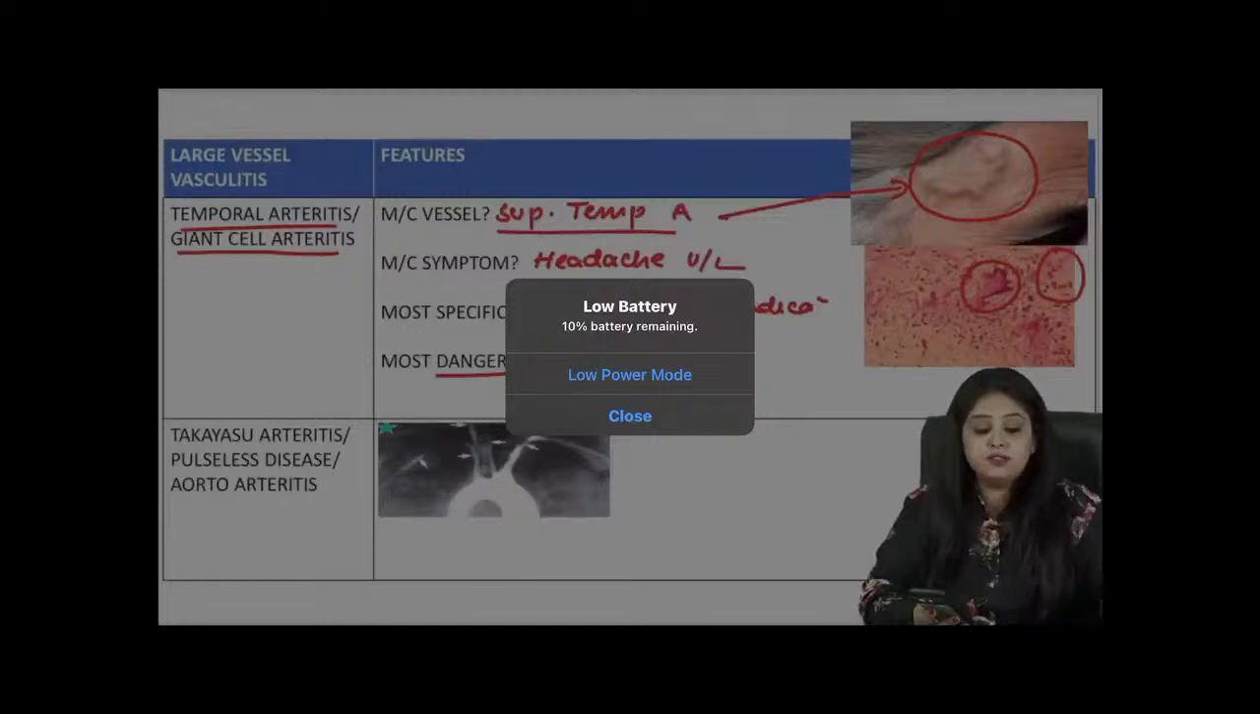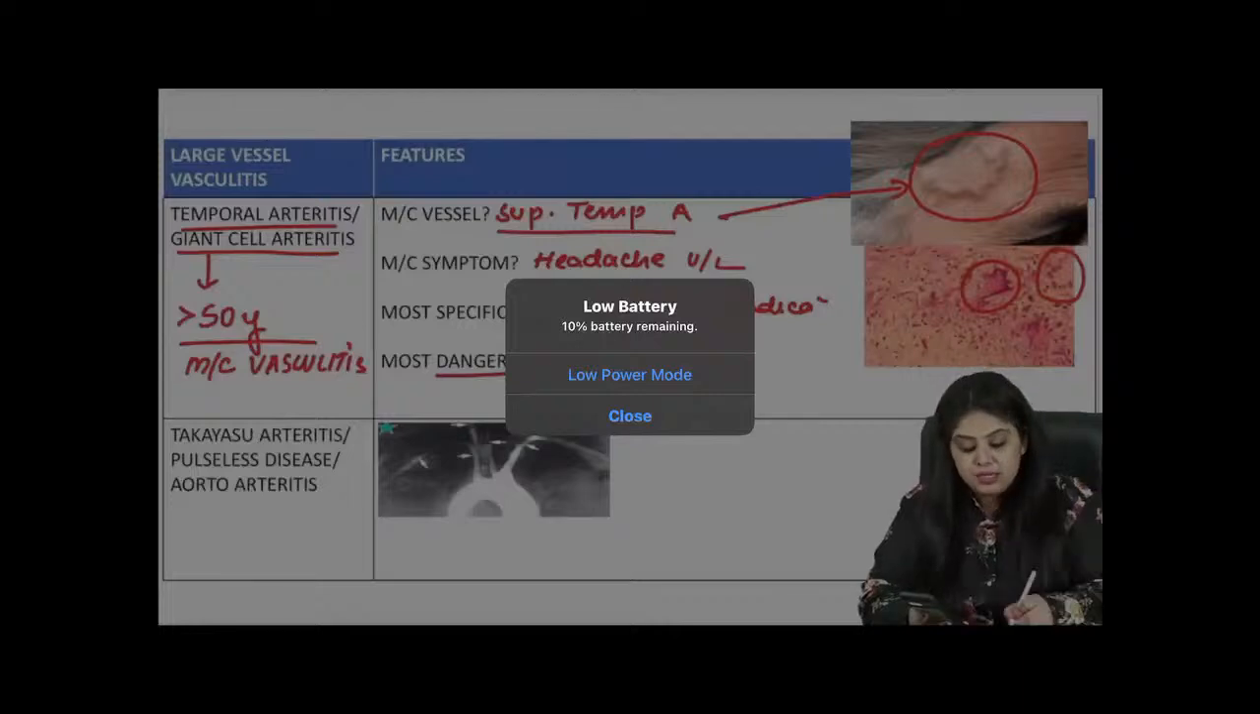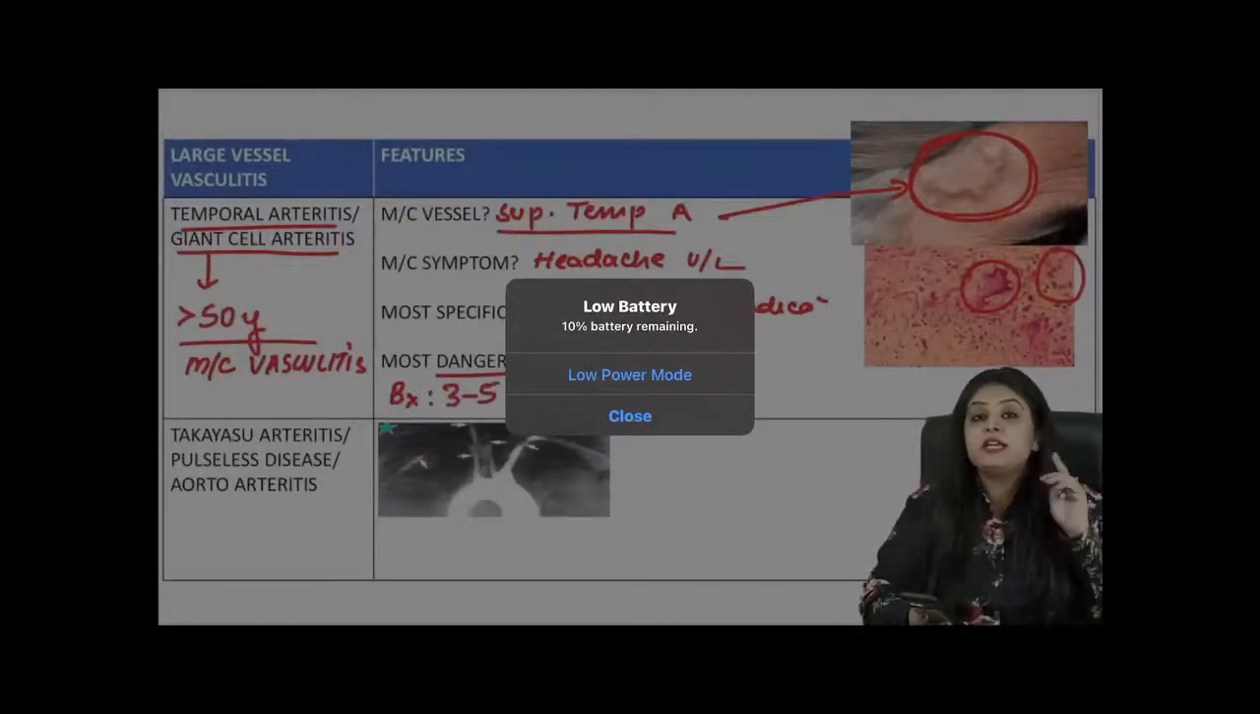What is the most common symptom? Temporal artery means the most common symptom is going to be extreme headache in this area, unilateral headache. Most common. What is most specific? Most specific is going to be jaw claudication. Pain in the jaw will be the most specific, but what is the most dangerous? Once it happens, loss of vision, blindness is going to be the most dangerous. So these are the set of symptoms.